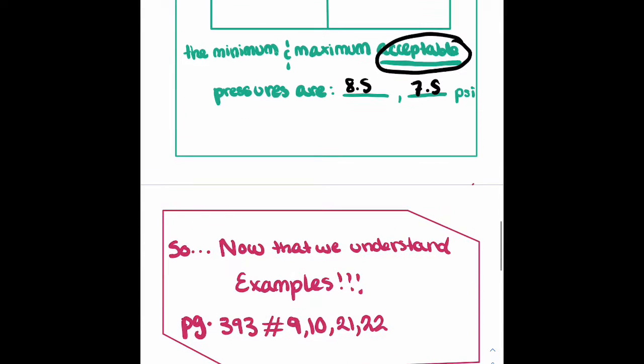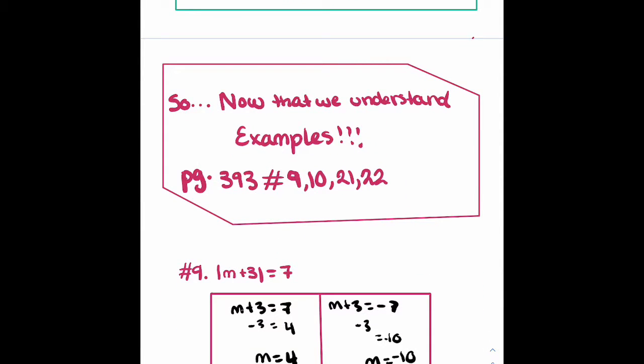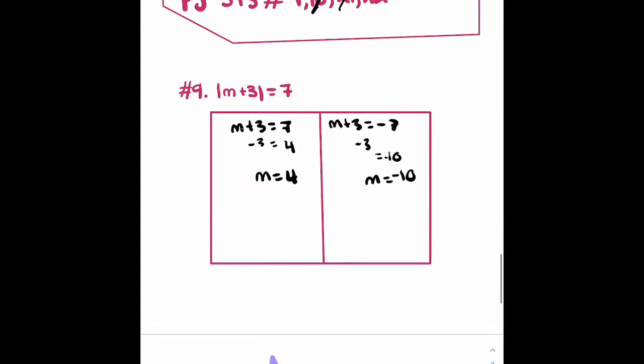Now that we understand, let's look at some examples. If you go to page 393 in your textbook. Now I've crossed out number 10 and number 21 and left us with 9 and 22. Look at number 9. The absolute value of m plus 3 equals 7, so m plus 3 equals 7, minus 3 equals 4, and -7 minus 3 equals -10. m equals -10 and 4.